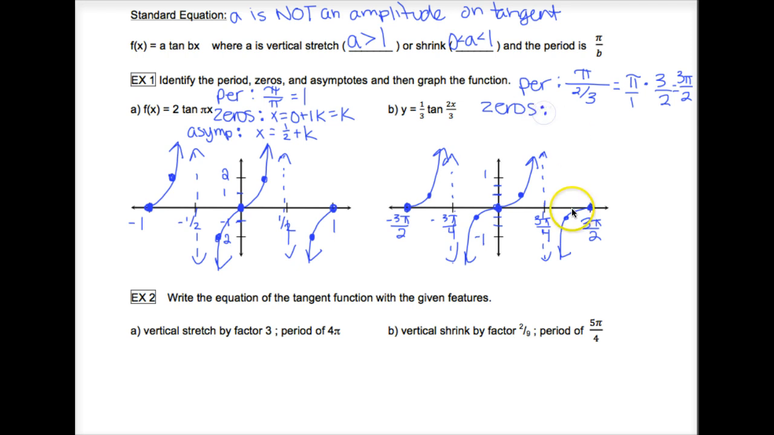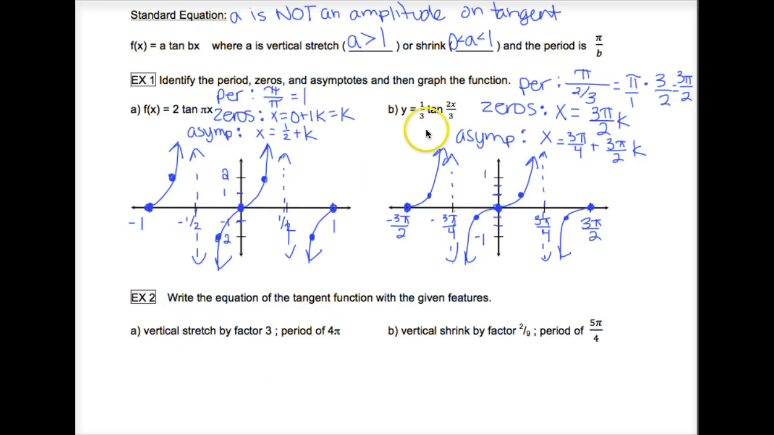Zeros. First one is at 0 plus 3 pi over 2 times k. So that's just 3 pi over 2 times k, because 0 plus we don't need to write. Our asymptotes, the first one is at 3 pi over 4, so x equals 3 pi over 4, and then again, the pattern is the same every single time, plus period times k. And there we have it. We're done with our graphs.